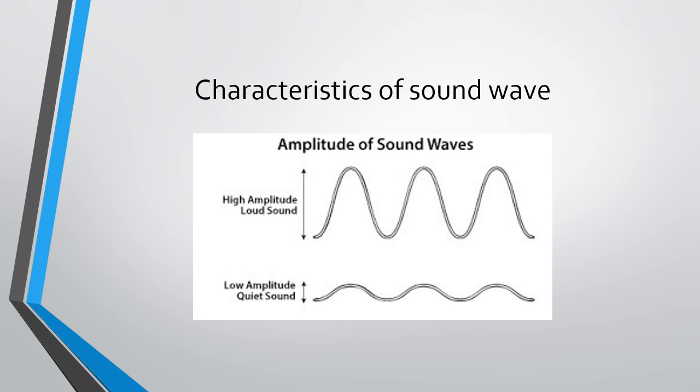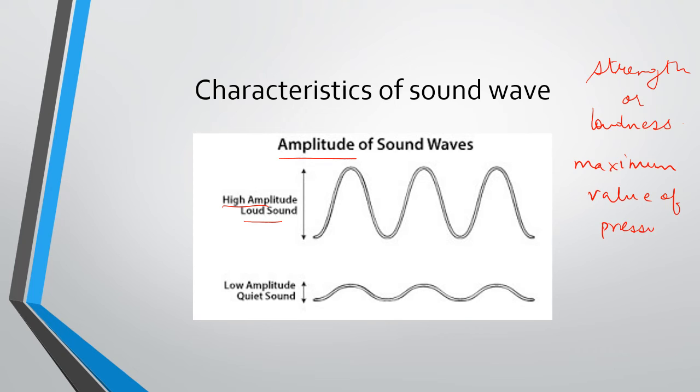Then the next characteristic of the sound wave is the amplitude. Now what is the amplitude? The amplitude determines the strength or the loudness of a particular voice or a particular sound. So if the amplitude is high, the sound will be loud. If the amplitude is low, then the sound will be quiet. Remember, what is amplitude? It is the maximum value of pressure or density.